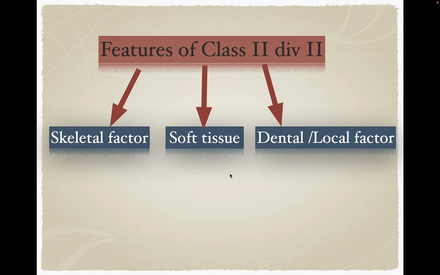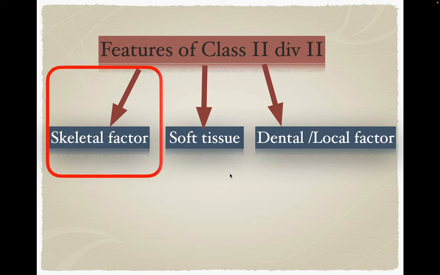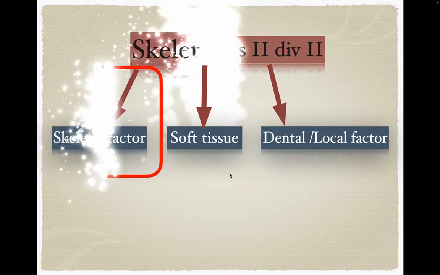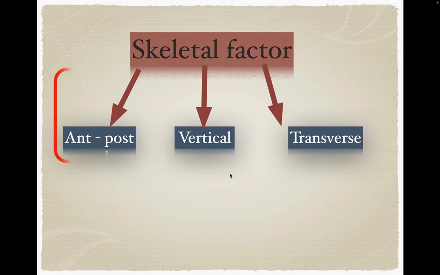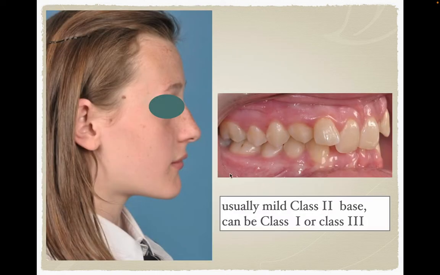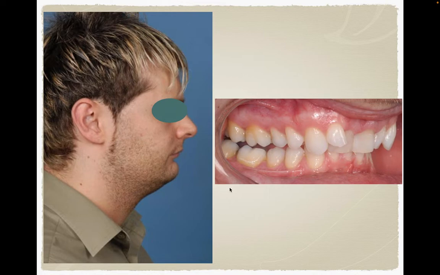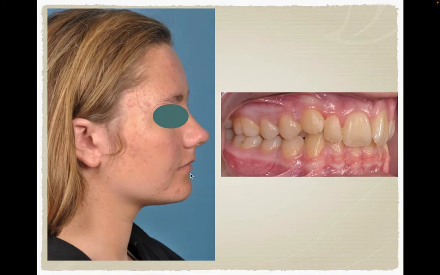So what are the features of this malocclusion? As we do that, usually skeletal, soft tissue, and dental factors. And skeletal factors are anteroposterior, vertical, and transverse. So anteroposterior, in most cases Class 2 Division 2 is associated with a Class 2 skeletal relationship, as we can see here, mildly Class 2 skeletal. However, Class 2 Division 2 can be seen in even more severe Class 2 skeletal relationships, as we can see here, or even in a Class 1.